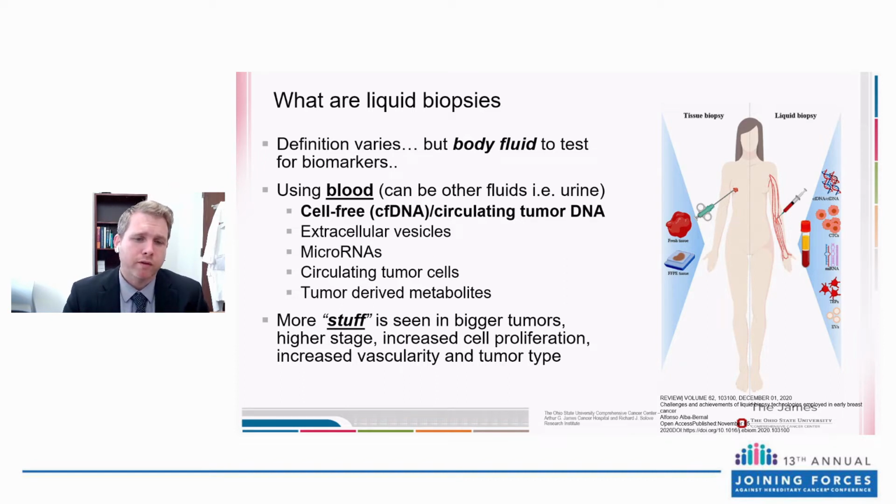One important concept with liquid biopsies is that the more of any of the things that we listed above are seen in bigger tumors, higher stage tumors, tumors that have increased cell proliferation, increased vascularity, so more circulation into tumors, as well as different tumor types. So while liquid biopsies might be an umbrella term, there's a lot of variability as to what might be occurring within different tumors and different tumor types.